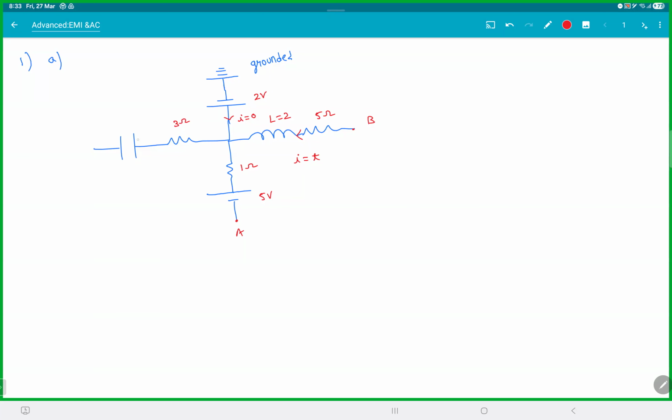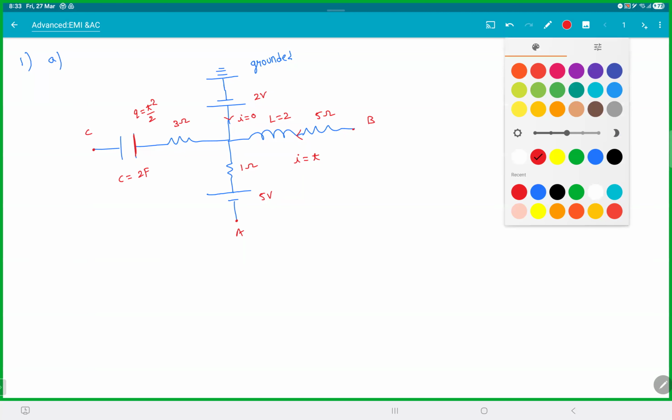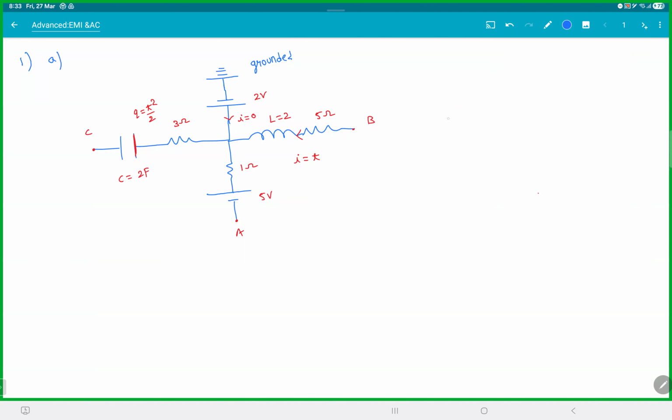On this capacitor, on this plate, we have charge Q equal to t square by 2. This is point C, and this capacitance is 2 farad. Did I not give anything here? Battery, resistor, capacitor, inductor, every damn thing is there. Find the voltage at A, B, and C at t equal to 2 seconds. Let's get this thing.